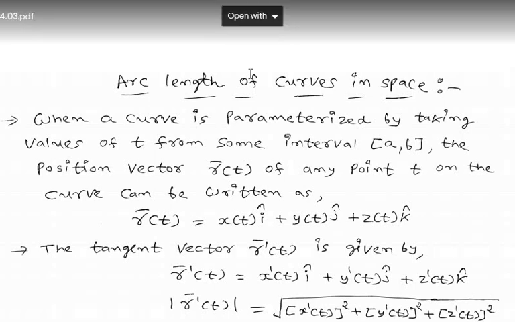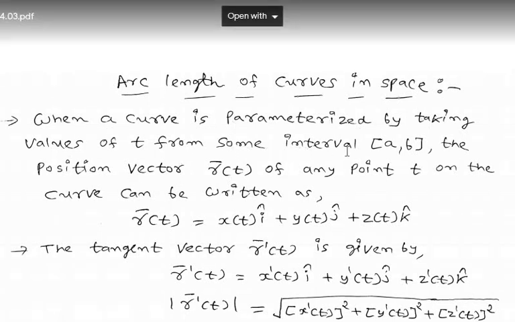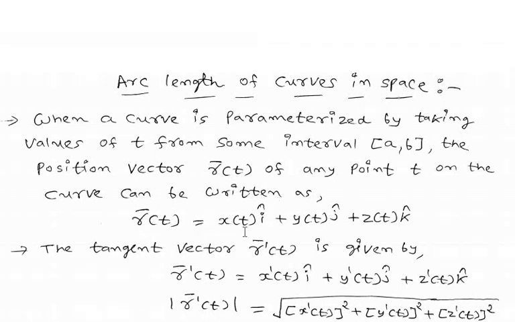Today I will teach you three topics of vector calculus and one of them is arc length of a curve in space. When a curve is parameterized by taking values of t from some interval a to b, the position vector r bar t of any point t on the curve can be written as r bar t equals x of t i cap plus y of t j cap plus z of t k cap.